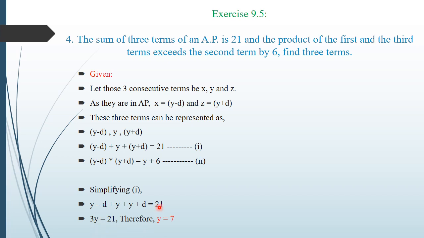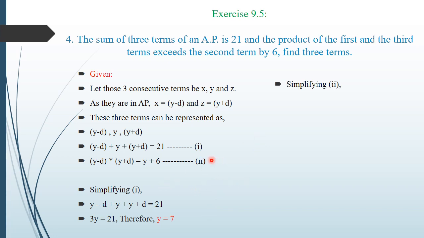Therefore 3y is equal to 21, or I can say y is equal to 7. Now what I got? I got the middle term, that is y as 7. Now if I want to get the previous term, I need to find the common difference. If I subtract the common difference from this 7, I'll get the previous term. If I add the common difference d to this 7, I'll get the next term. Let us see how we can do that.